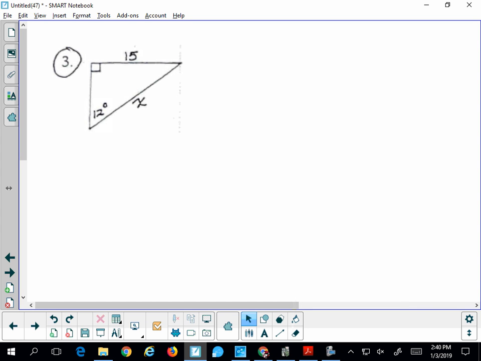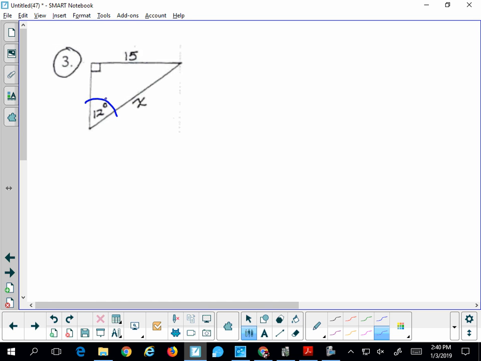Then we're going to do one more problem, problem number 3, because it's just a little bit different than those last two. So we always start off the same way. Define our reference angle here. Use that reference angle to identify our two sides.